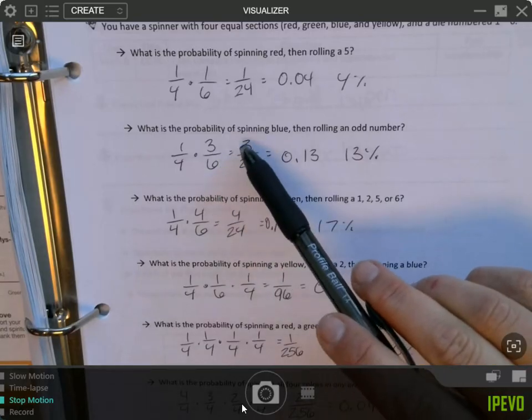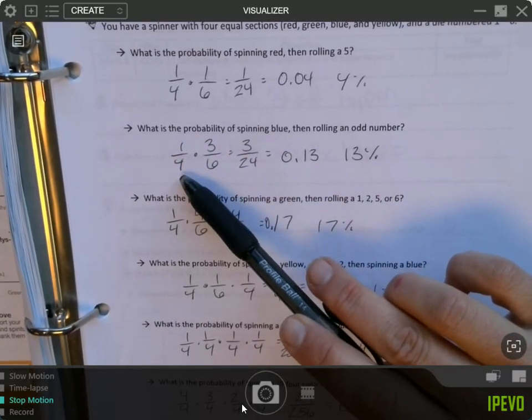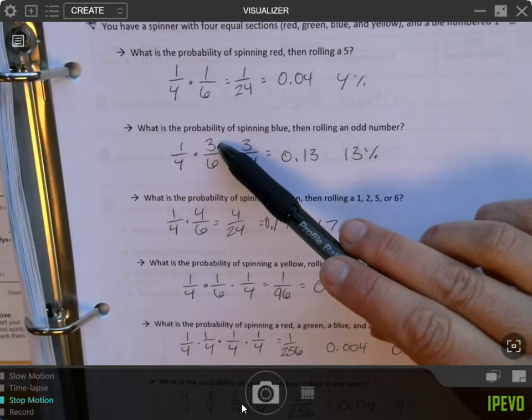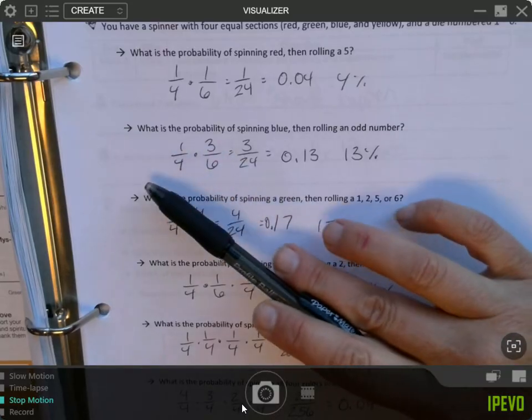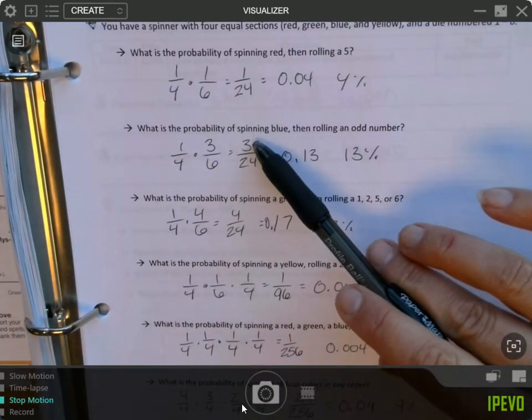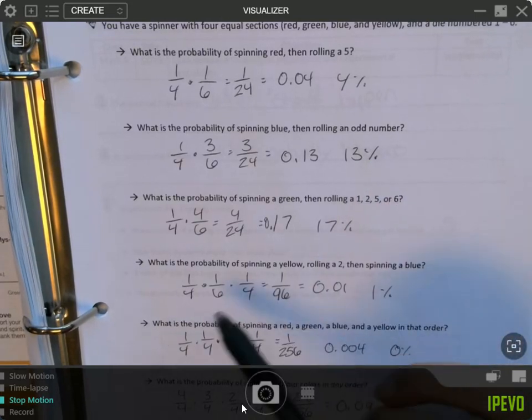The next one, spinning a blue, there's one blue out of 4 colors. An odd number, there are 3 odd numbers out of 6 numbers total. Multiply across, we get 3 over 24, which is 13%.